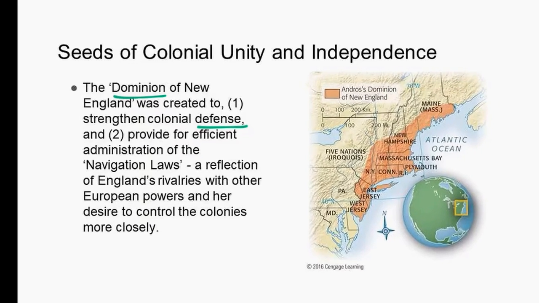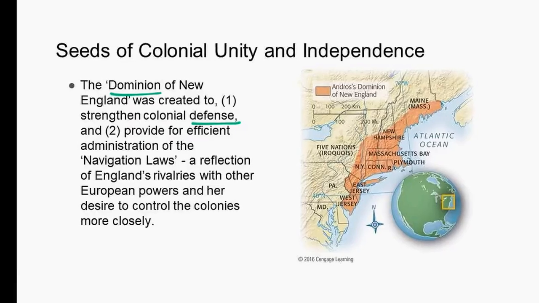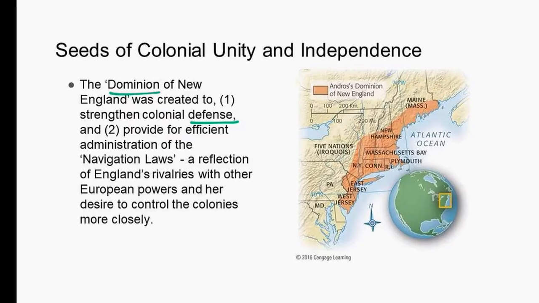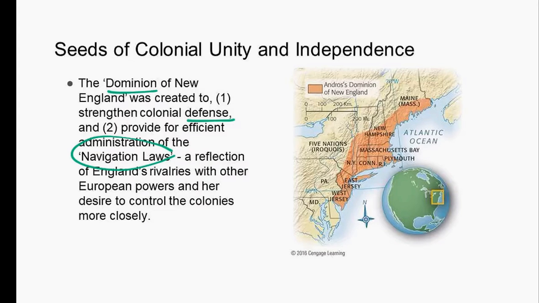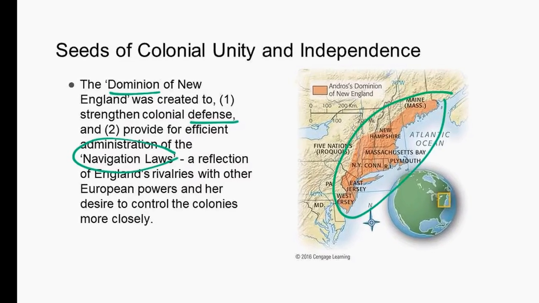The Dominion of New England was created to, 1, strengthen colonial defense, and 2, provide for efficient administration of the navigation laws, which were a reflection of England's rivalries with other European powers and her desire to control the colonies more closely. And you can see the Dominion of New England stretching from Maine all the way down to what was called West Jersey during this time period.